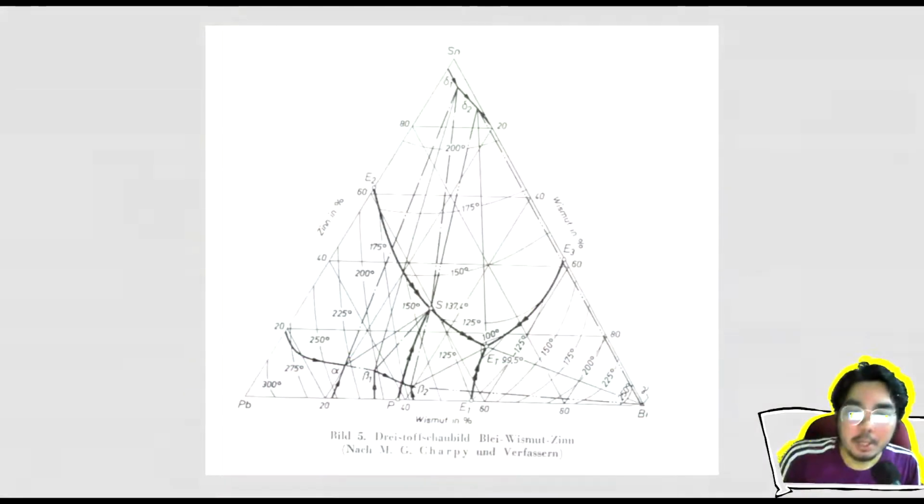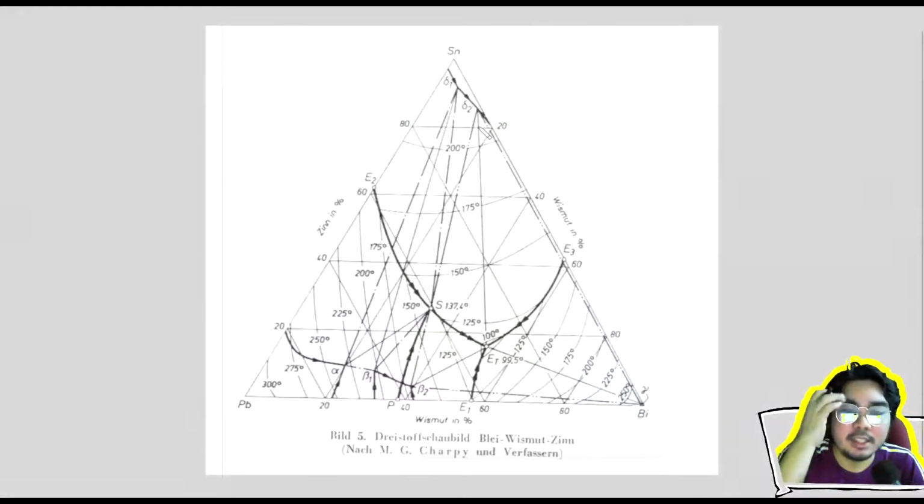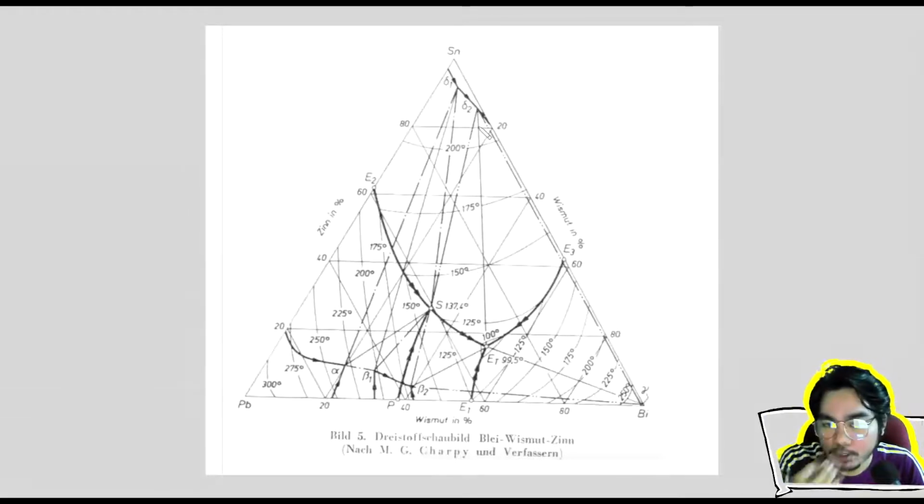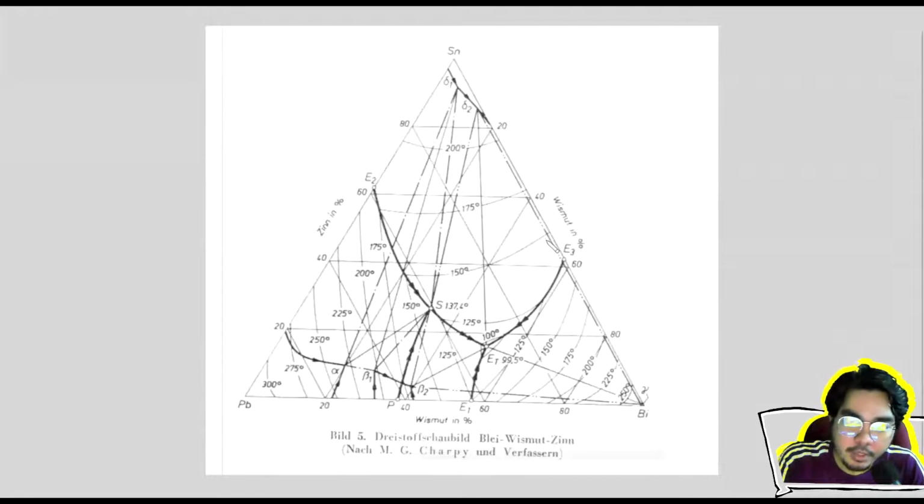Ito. Kailangan ko ipakita to. Ito. Para lang mapakita ko kasi yung pinakita kong example medyo simple lang siya, no, na parang isa lang yung ternary eutectic natin. Tapos meron tayong 3 eutectic troughs lang. Pero yung mga real world na alloys natin is more complicated than that. So you can clearly see it with this one.